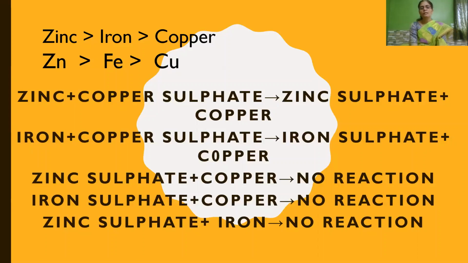Next, iron sulfate plus copper, or you can say copper plus iron sulfate. If you compare iron and copper, copper is less reactive than iron, so it cannot displace iron from iron sulfate. So you have to write no reaction. Zinc sulfate plus iron. Compare zinc and iron now. Iron is less reactive than zinc, so it cannot displace zinc from zinc sulfate. So again, there will be no reaction.